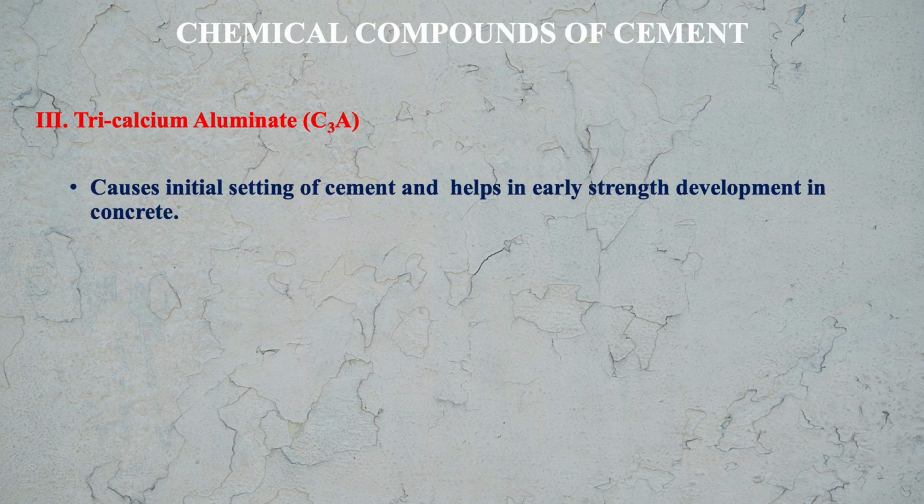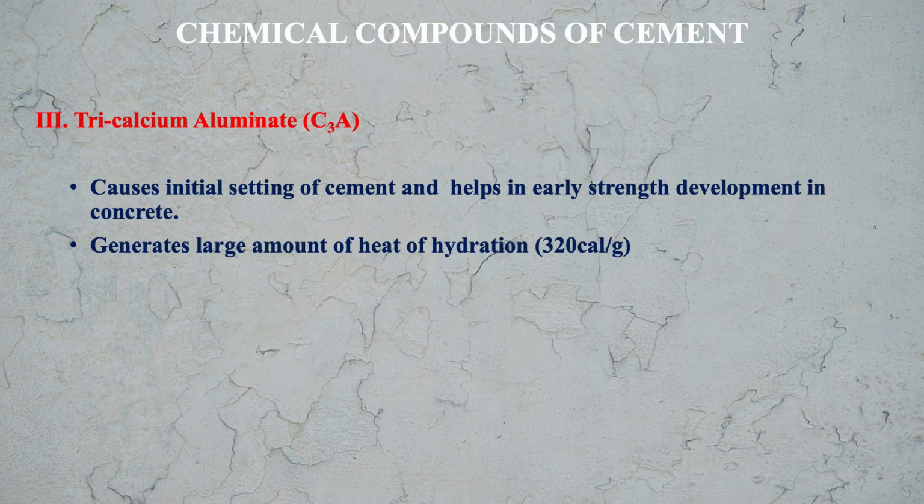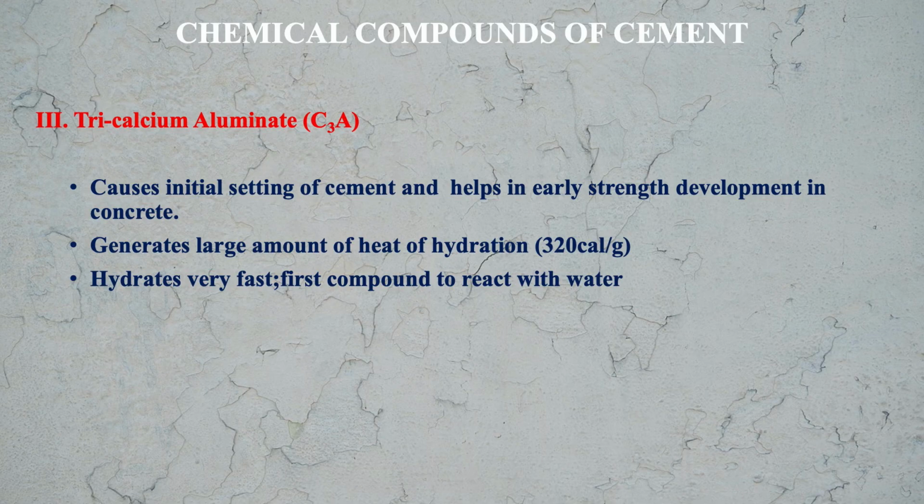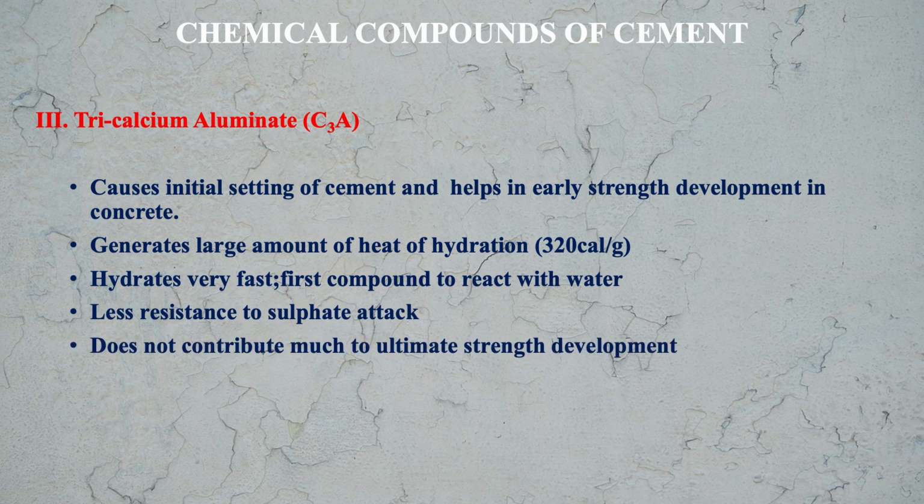Now let us see tricalcium aluminate, C3A. Tricalcium aluminate causes initial setting of cement and it helps in early strength development in concrete. It generates a large amount of heat of hydration, around 320 calories per gram. It hydrates very fast. It is the first compound to react with water. It is less resistant to sulfate attack and also it does not contribute much to ultimate strength development in concrete.